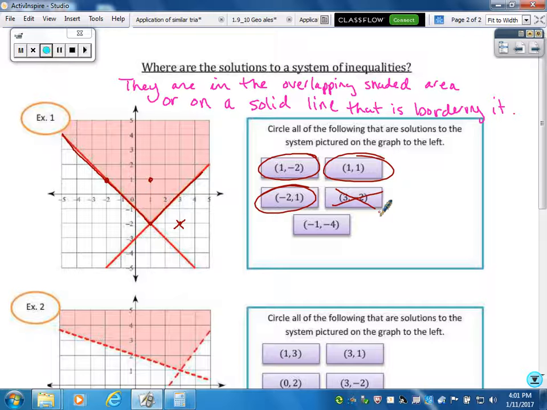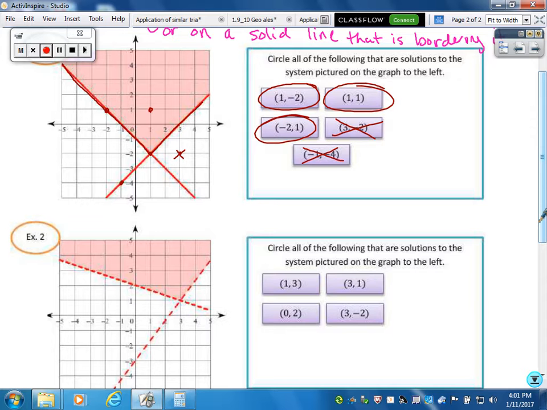All right, let's try this next one out. It says -1, -4. So what do you think? It is on a solid line, but is it near our shaded area? And the answer is this is not a solution. The reason why is it's only working for this one line here. It's not working for this line at all. So it's a solution to one of them, but not both of them. That means not a solution to the system.